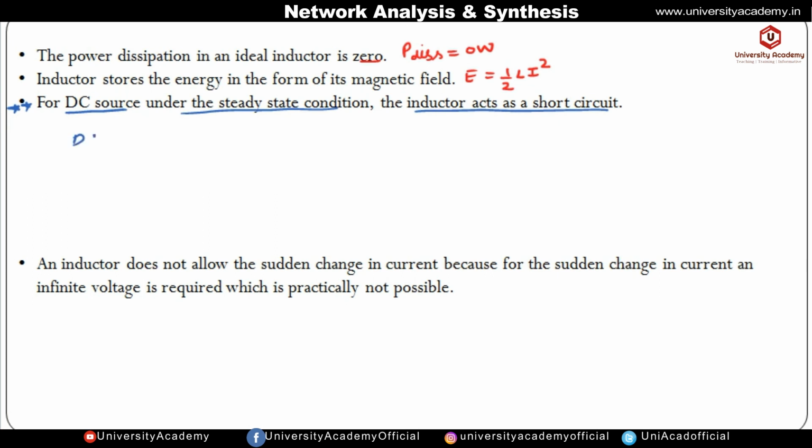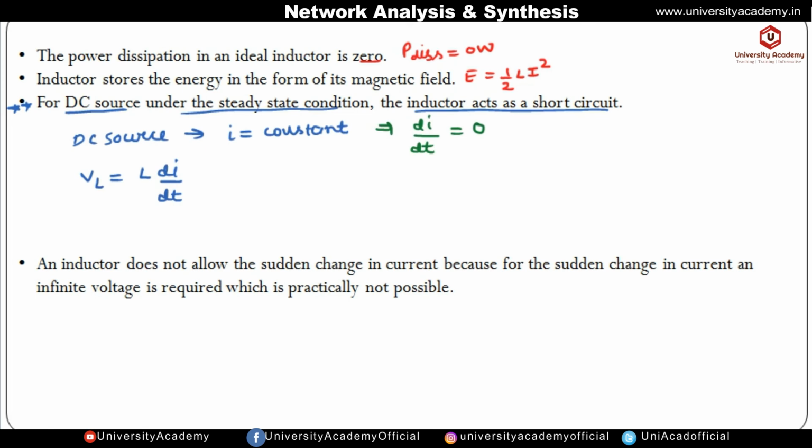As the DC source is connected and the circuit has reached the steady state condition, the current will become constant, because the circuit is under steady state, so the transients will die out. Due to the DC source, the current will be constant, and we know that the voltage across the inductor is given by L into di by dt. As the current is constant, the derivative of current with respect to time will be 0, because the differentiation of a constant is 0.